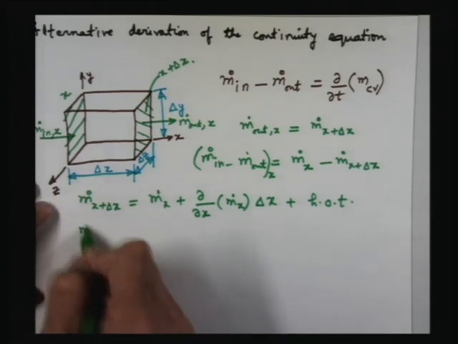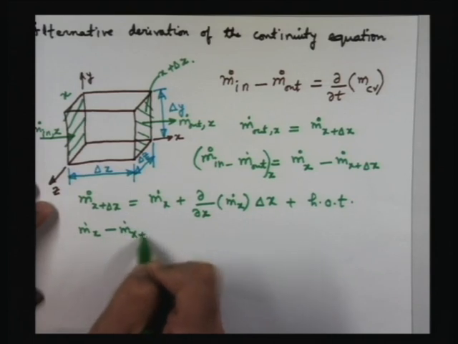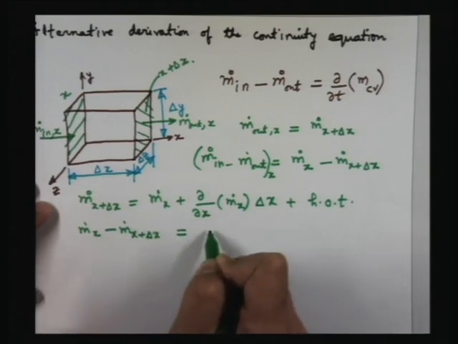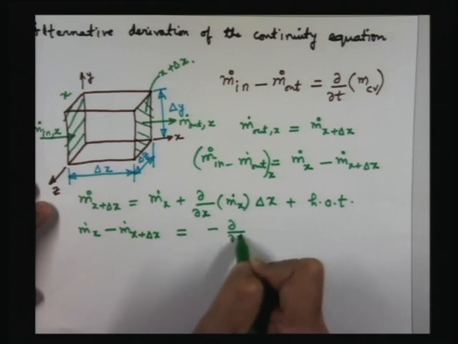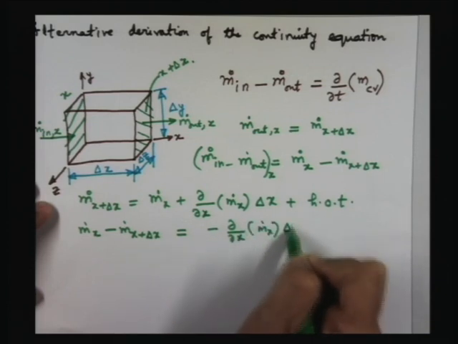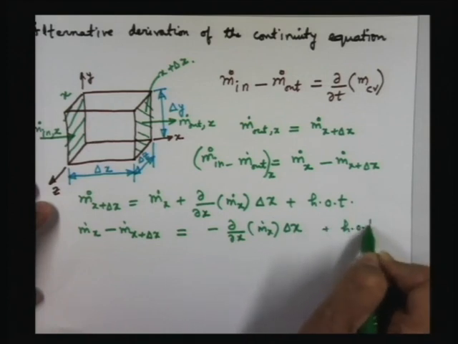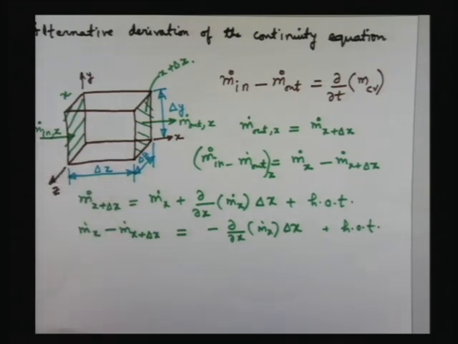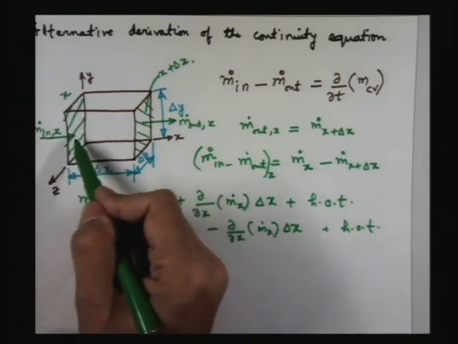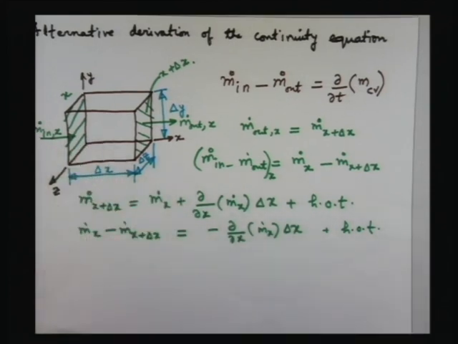So m dot at x minus m dot at x plus delta x is equal to minus del x of m dot x into delta x, and then of course higher order terms. Now what is m dot at x? How can you express the mass flow rate along x? Mass flow rate is the volume flow rate times the density. What is the volume flow rate? Volume flow rate is the normal component of velocity times the cross sectional area.